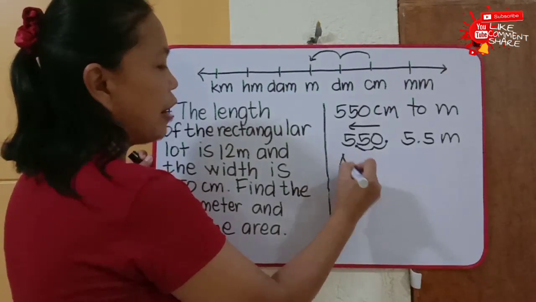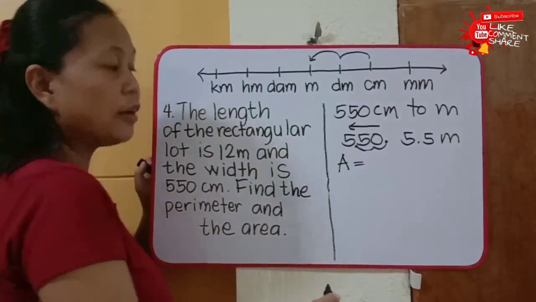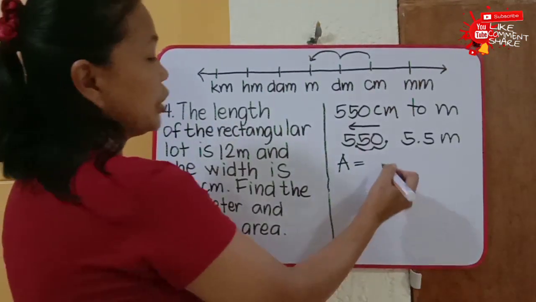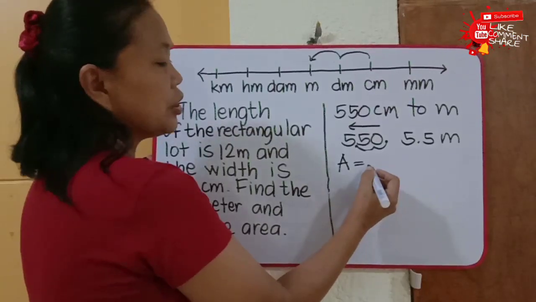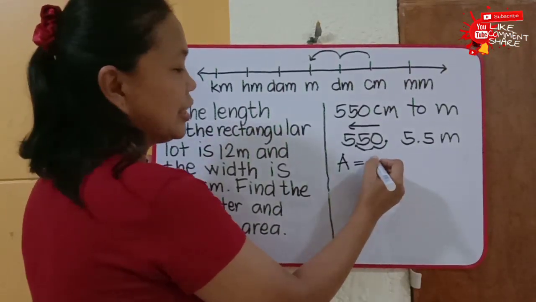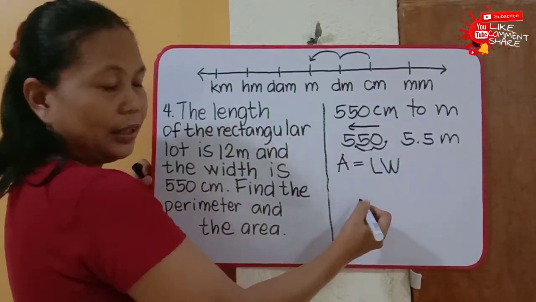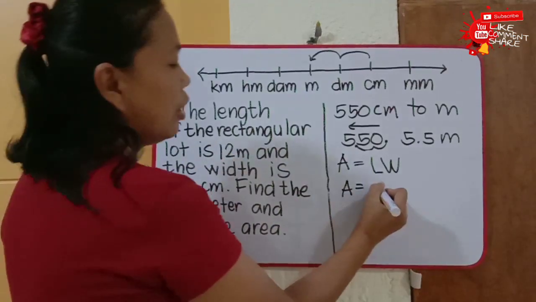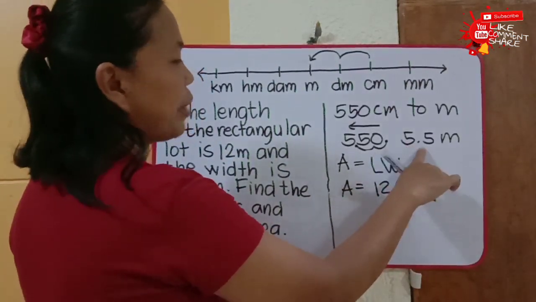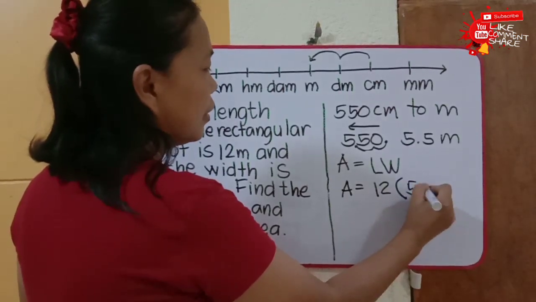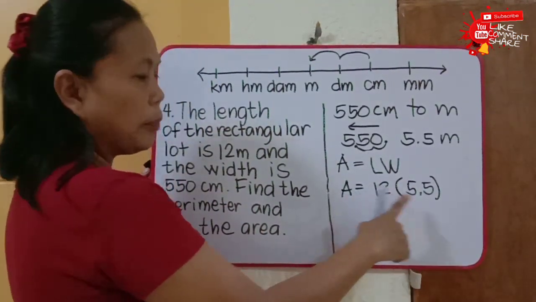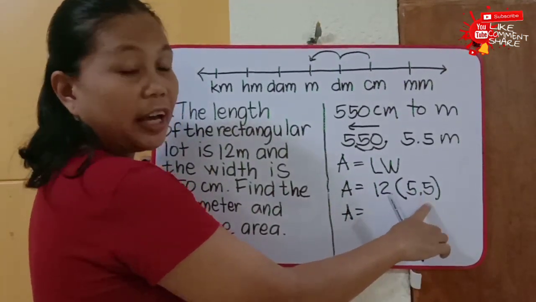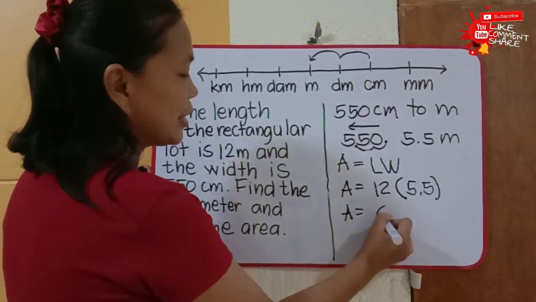So of course, we have to get the correct formula for the area of a rectangular lot. Since the shape of this lot is rectangle, the formula for finding the area of the rectangle is length times width. Okay, so let us solve for area. So what is our length? We have here 12, okay, times the width, which is 5.5. So what is the product of 12 and 5.5? So let us multiply. 12 times 5.5 is equal to 66.